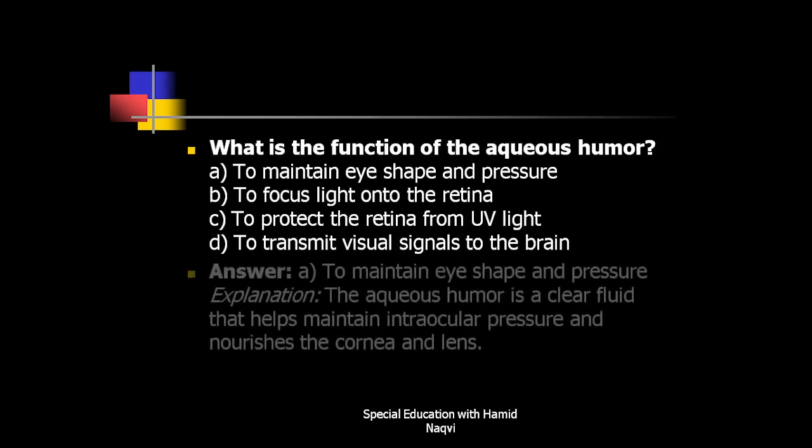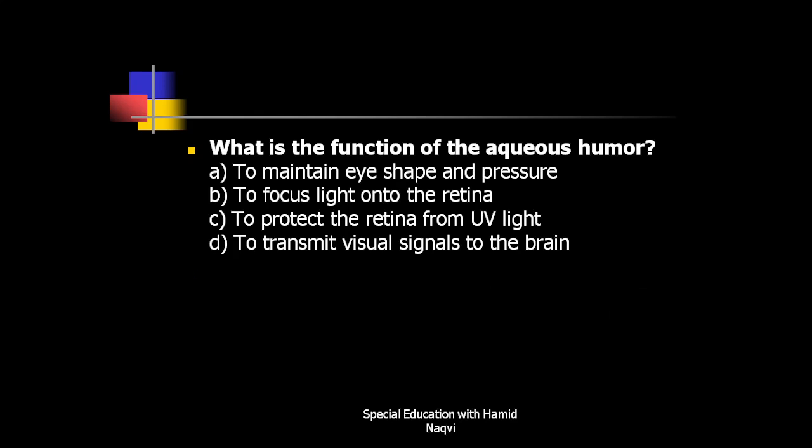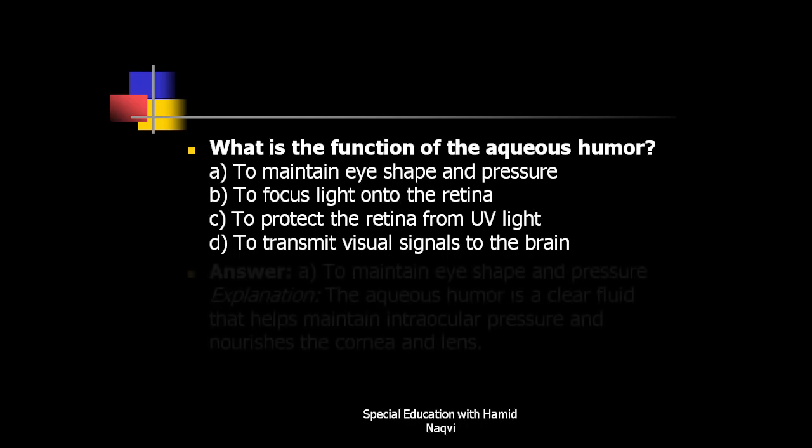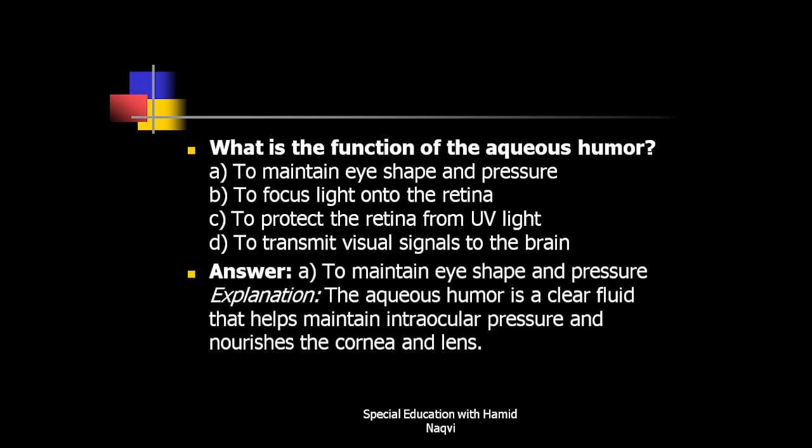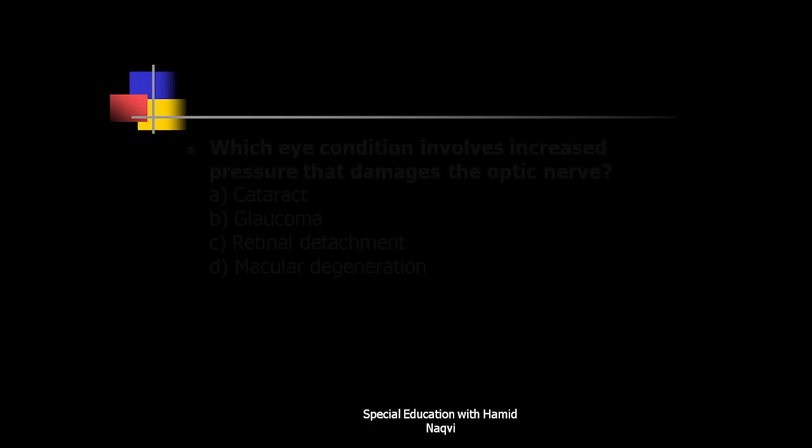What is the function of aqueous humor? To maintain eye shape and pressure, to focus light onto the retina, to protect the retina from UV light, or to transmit visual signals to the brain. Answer is to maintain eye shape and pressure. The aqueous humor is a clear fluid that helps maintain intraocular pressure and nourishes the cornea, iris and lens.